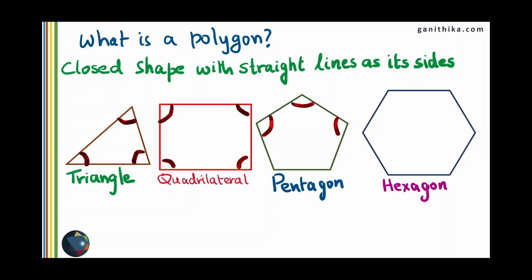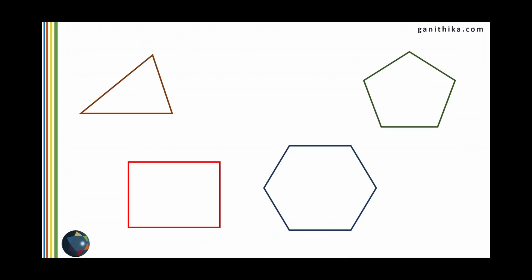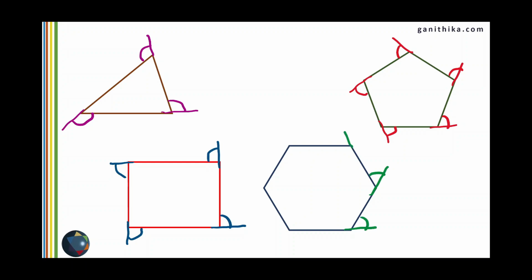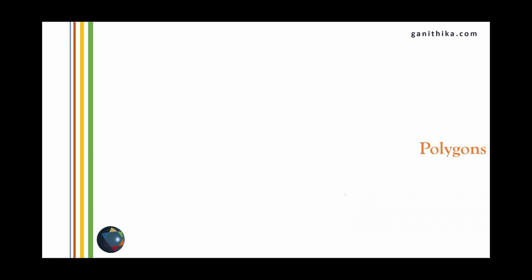The angles inside the polygons are called interior angles, and we are going to discuss this soon. Whereas in each of these polygons, if I extend one of the sides and make the angle with their adjacent sides like this, these angles are called exterior angles. We are also going to discuss exterior angles soon in this video.